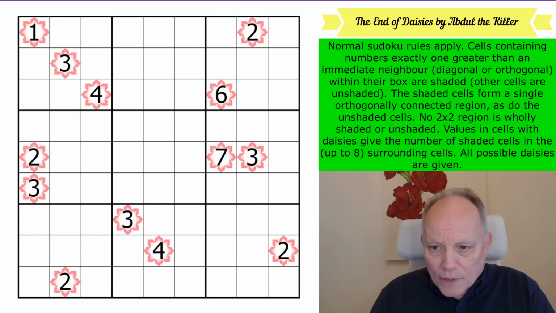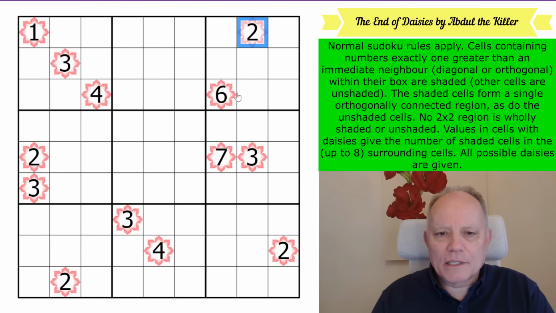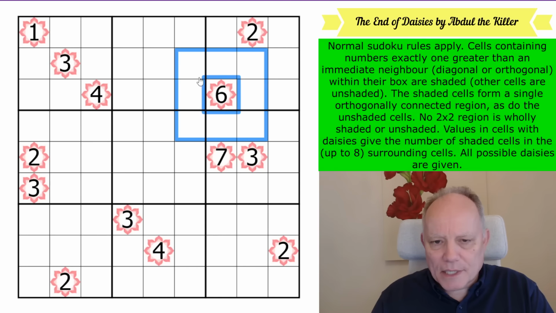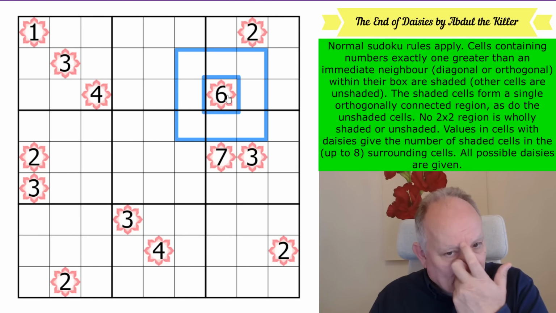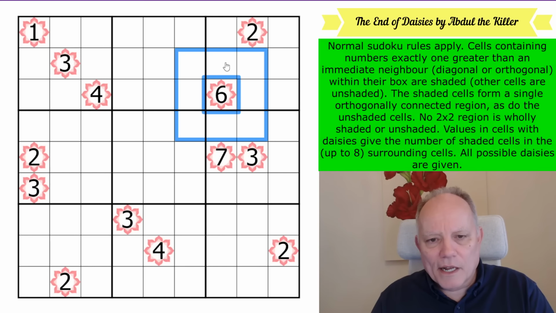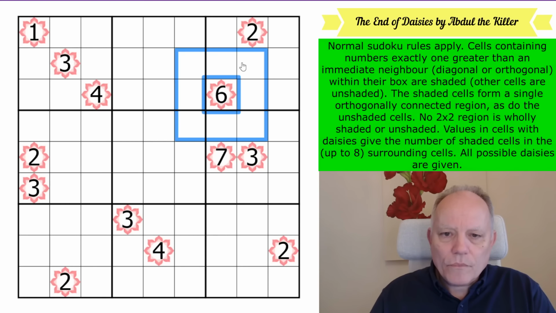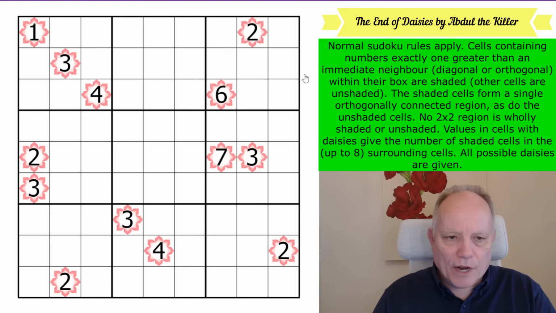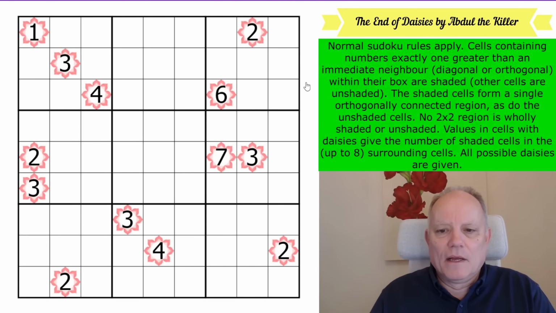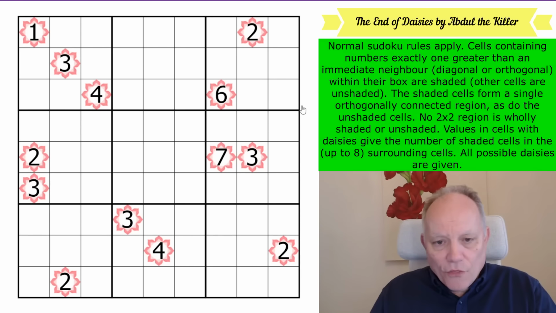So we have to achieve those 2 rules. And finally, the daisies. Values in cells with daisies give the number of shaded cells in the up to 8 surrounding cells. So let's look at this one. That's a 6. That's counting all these 8 cells. Now we are looking outside the boxes sometimes. And the daisy there is saying that 6 of these cells I've got highlighted are shaded. Now there's one further negative constraint. All possible daisies are given. I don't know if we're going to need that, but it is true. So those are the rules.